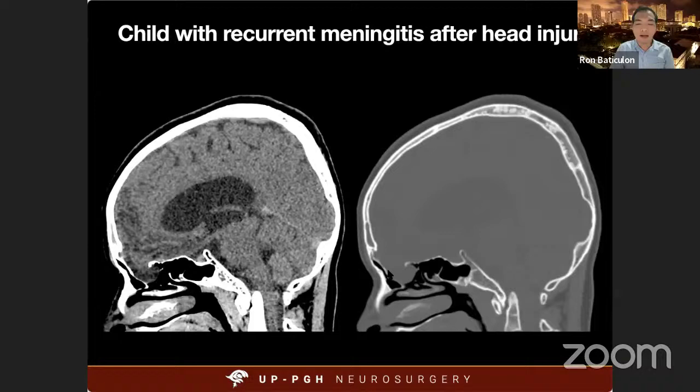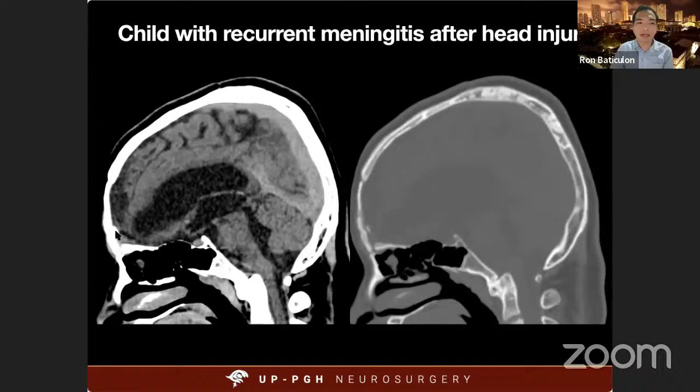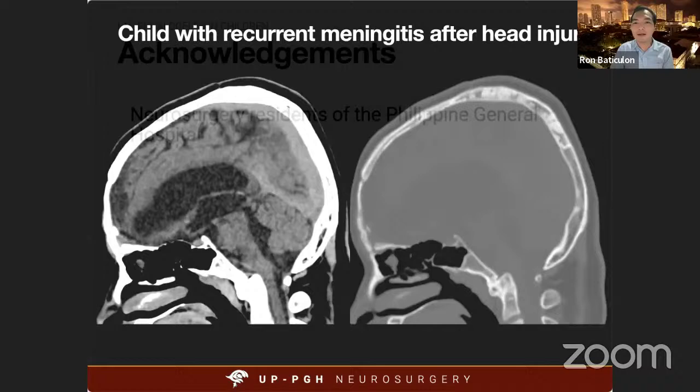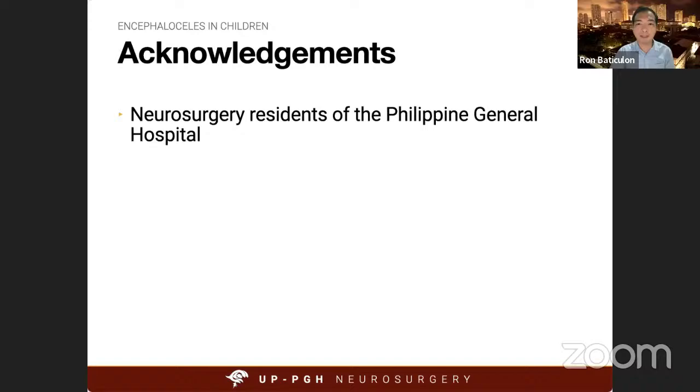So the patient was being treated with antibiotics repeatedly. And when I finally got to see him, when we finally made a diagnosis, this was just a post-traumatic basal encephalocele, and we repaired that using the same technique. So we put in the bone graft, tried to suture, and the patient went home fine. No more meningitis episodes.